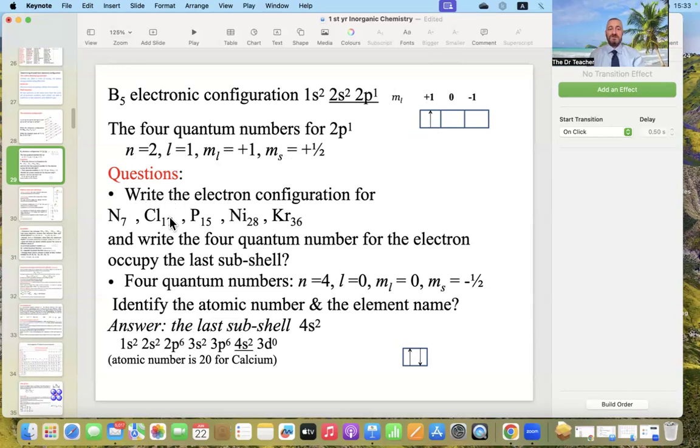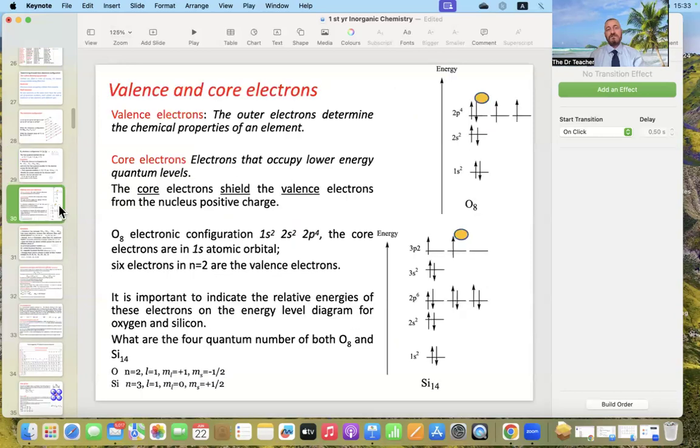Questions you have here, you can practice and find out how they are solved. And we talked about valence and core electrons before, you remember. And now I stop here.